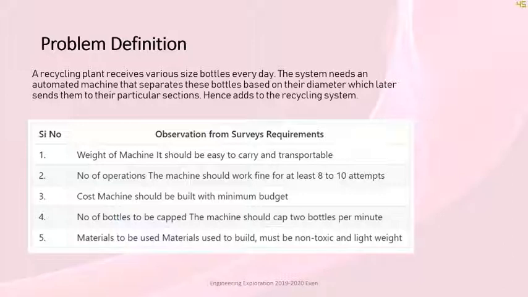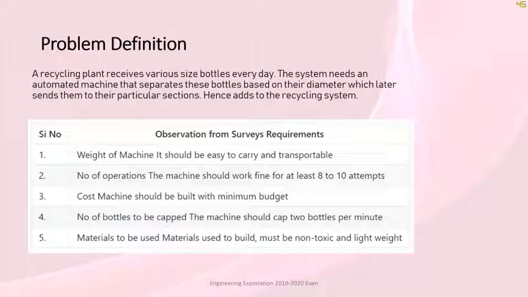Observations from the survey requirements include that the weight of the machine should be easy to carry and transportable. Number of operations says that the machine should work for at least 8 to 10 attempts. The cost of the machine should be built within minimum budget and the materials to be used must be non-toxic and lightweight.